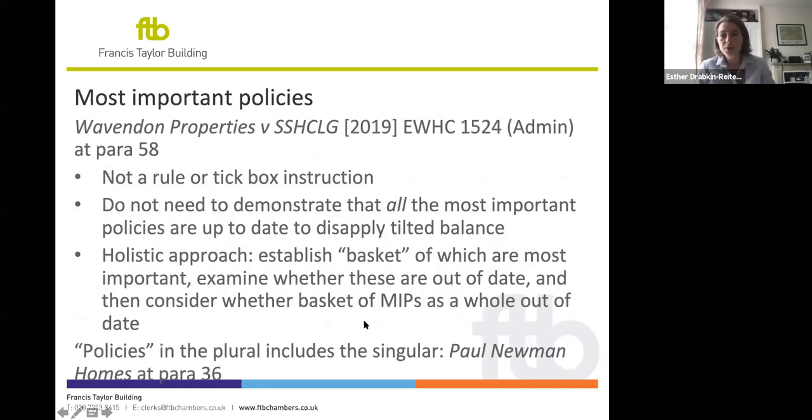So once you've considered whether there are any relevant development plan policies, you then need to go on to consider what are the most important policies. And the case of Wavendon gives more guidance on how to determine which are the most important. This was another application for housing development for 200 odd dwellings, and it was refused by the planning committee of the local authority, contrary to their officer's recommendation.